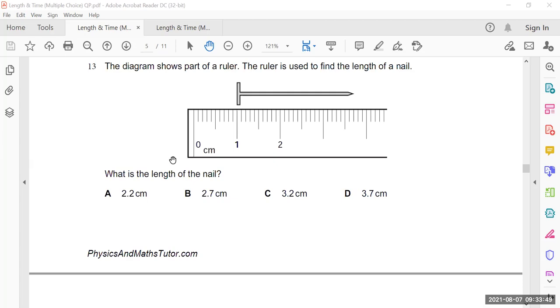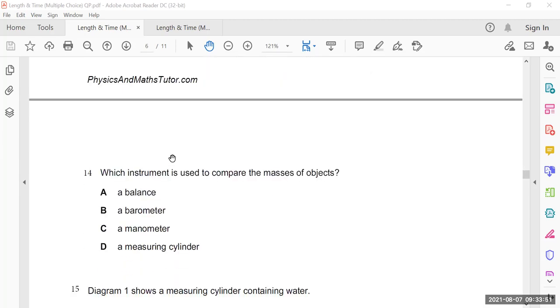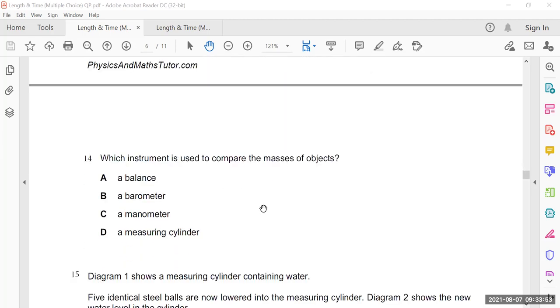One more question, children. Question number 14. Which instrument is used to compare the masses of objects? Actually, we have not covered the topic of mass and weight, children, but that's a simple question, and you can find your answer by yourself. Which instrument is used to compare or to measure the masses of objects? You know, a beam balance is used, a weighing machine is used.